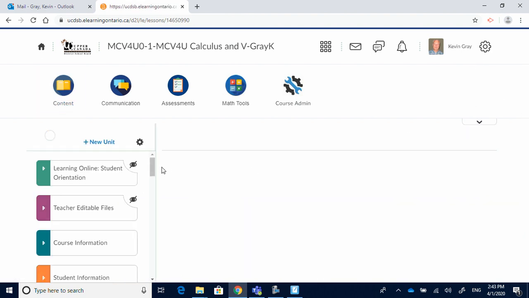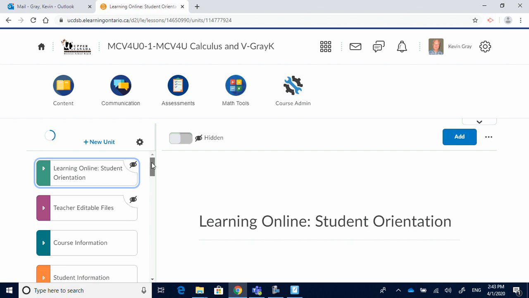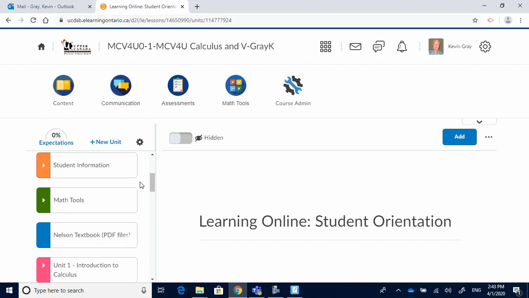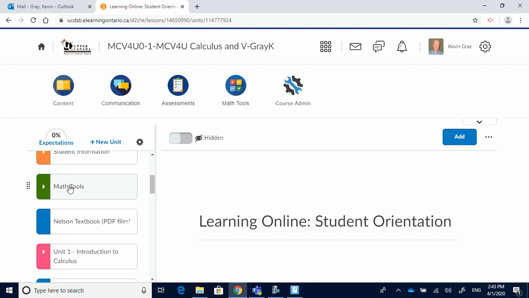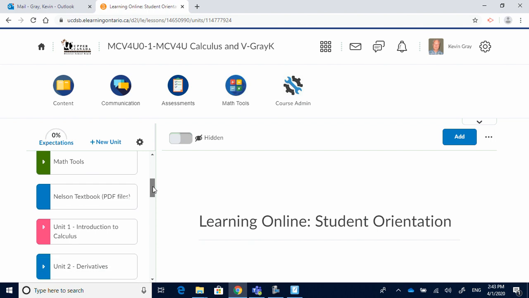and then the variety of units and lessons we've done. Course information and student information is there if you want to review it and read it. Math tools, the Nelson textbook is also here. The math tools has a little intro on Desmos, it has a little intro on Microsoft Excel, and has a little intro on GeoGebra, a different website, much like Desmos, that we use as well.